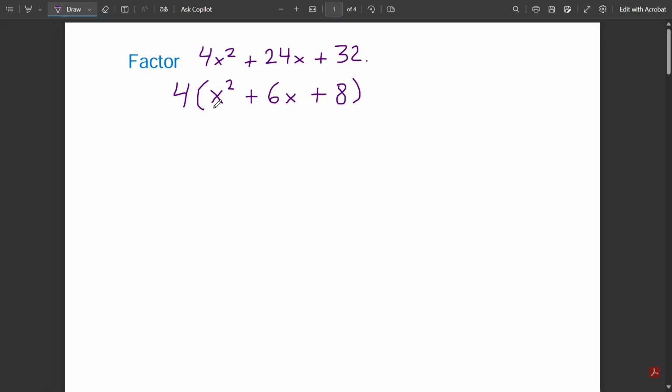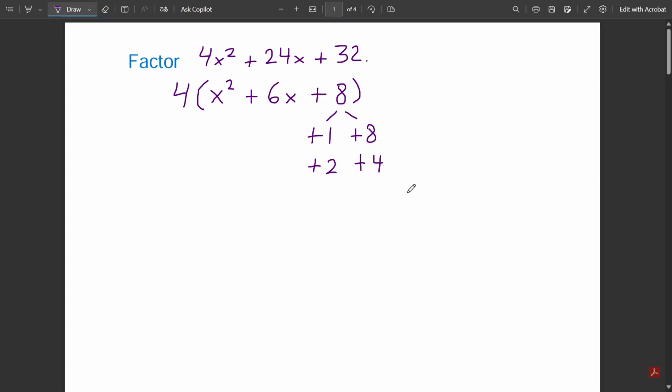Now I've got a quadratic trinomial that has a value in front of x squared equal to 1. I have a plus 6 here and a plus 8 here, so b and c are both positive. So if it is factorable further from this point, I'm going to look at 8 and look at the positive factors. So I can multiply positive 1 times positive 8, and that will give me 8. I can also multiply positive 2 times positive 4, and that will give me 8.